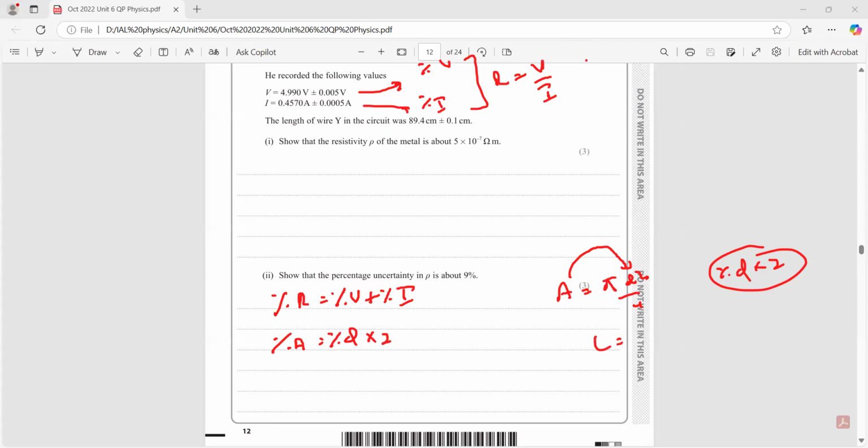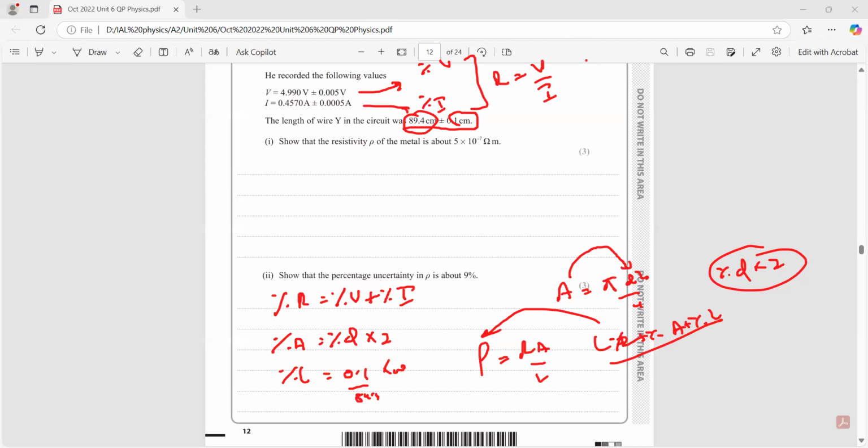And about the length, the percentage uncertainty in length: the length is given to us, the uncertainty is given and the value is given. So we'll just use 0.1 divided by 89.4 times 100. Here, no need to divide by 2. Whatever value is given, you take the same to calculate the percentage uncertainty. So if you are finding for rho, which is RA by L, you add the percentage uncertainty in R, in A, and in L. You'll get the total percentage uncertainty in rho.